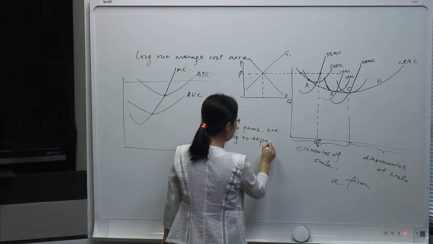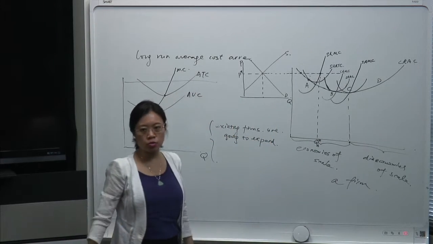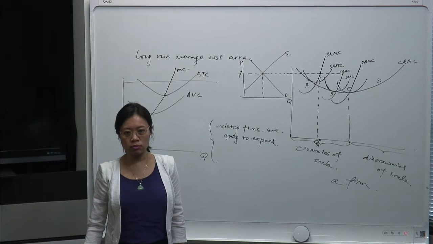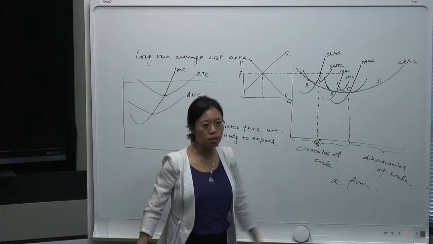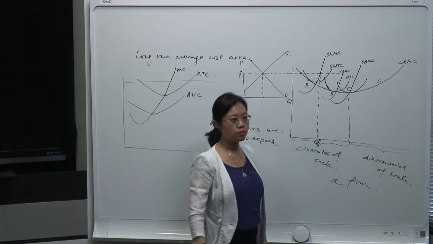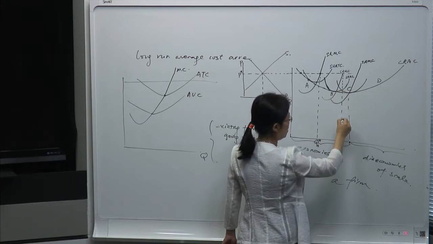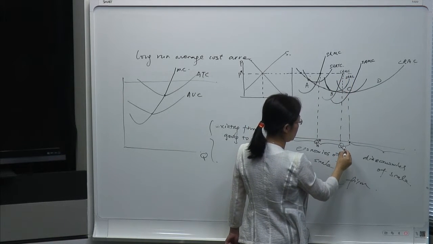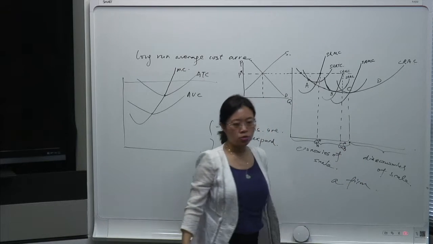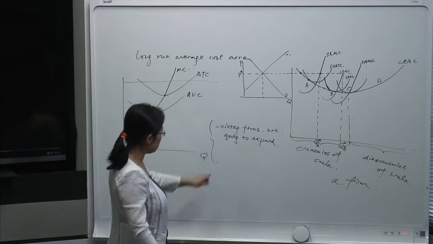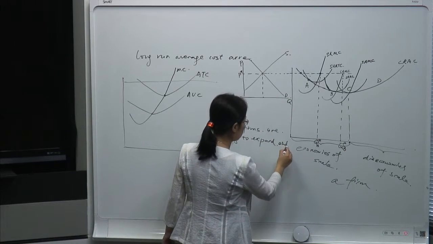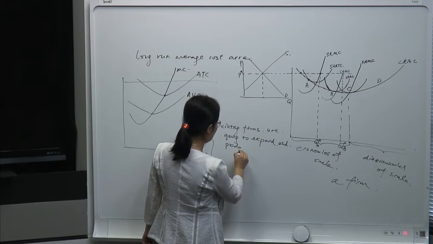When they expand, do you think they're going to produce more or less? More. Can you tell me where the optimal output is right now? Marginal cost equals the price. Now this is Q B star, right? So the firm is going to expand and produce more.